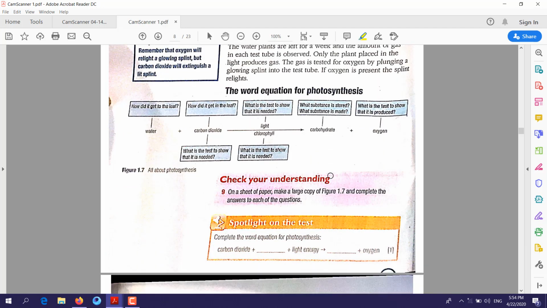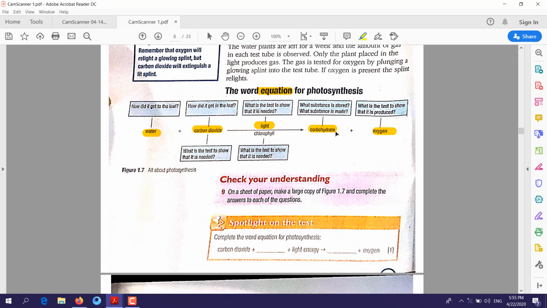Now, the most important part of photosynthesis, which is the equation. This equation, you must memorize it. We said all plants, to go through photosynthesis, need first water, then carbon dioxide. When water and carbon dioxide come together with the help of light, the process of photosynthesis takes place. When it takes place, it will produce carbohydrate and oxygen. This is a must, you should memorize it.